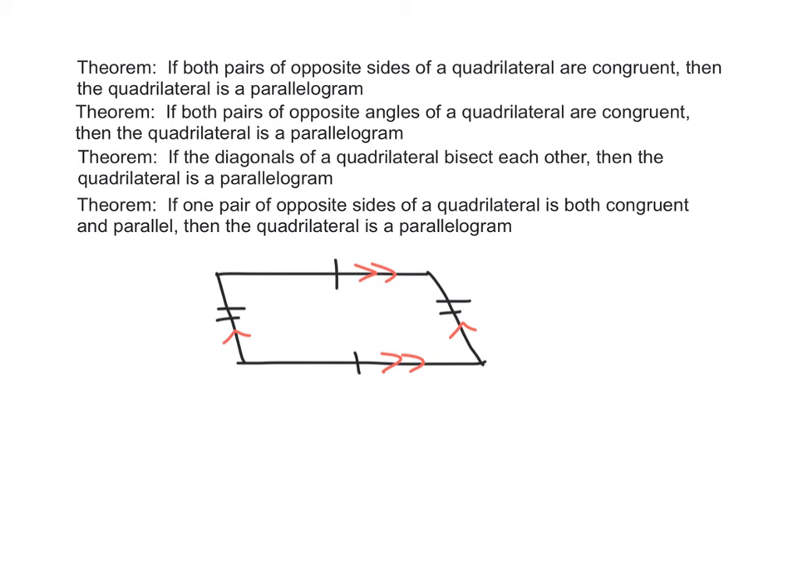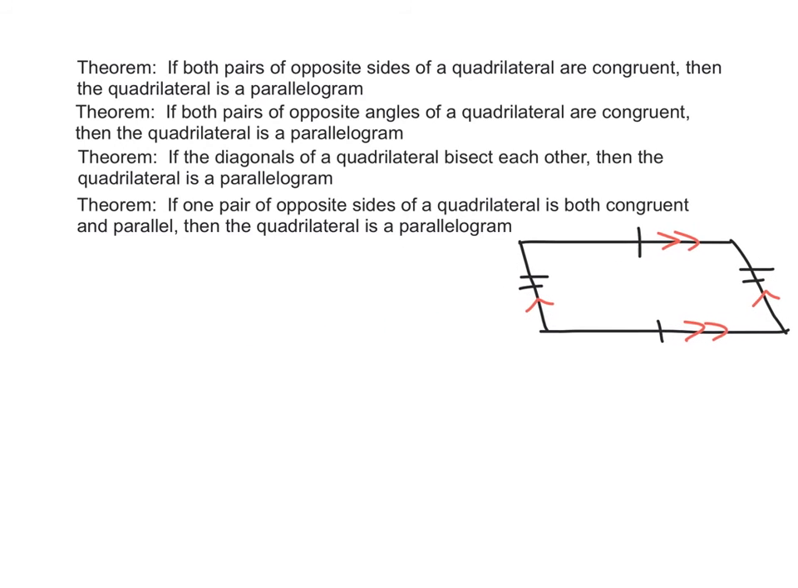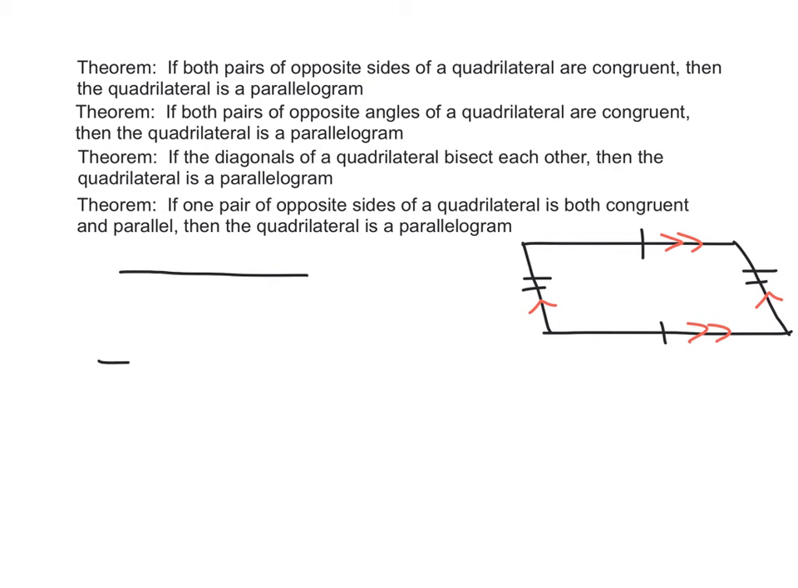Alright, let's talk about the next one. I'm going to move this over a little bit here. The next one says if both pairs of opposite angles of a quadrilateral are congruent, then it's a parallelogram. So again, if I draw a parallelogram, this one is saying if opposite angles are congruent, so if I know this is congruent to this and that this is congruent to this, then I can say, oh, well, that's a parallelogram. So therefore I can make this assumption. Just like that.